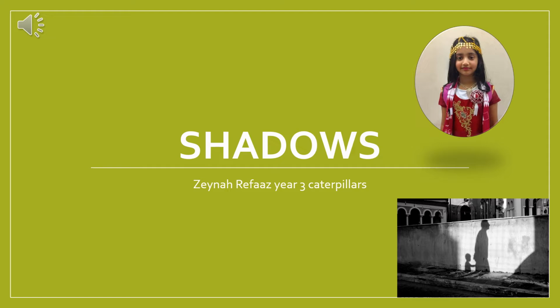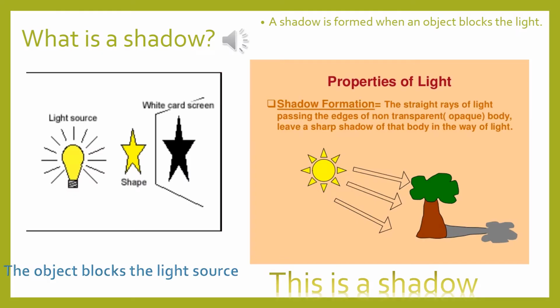Today I'm going to talk about shadows. What is a shadow? A shadow is formed when an object blocks the light. The object blocks the light source. This is a shadow. In the picture below, there are two pictures.